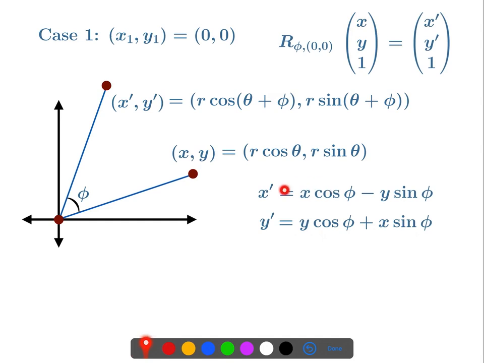So I have these two expressions in terms of x, y, and phi for x prime and y prime. And that tells me then, given the x, y, and the phi here, what the rotation of x, y about the origin by the angle phi is. It's x prime, y prime, where this is x prime and this is y prime.